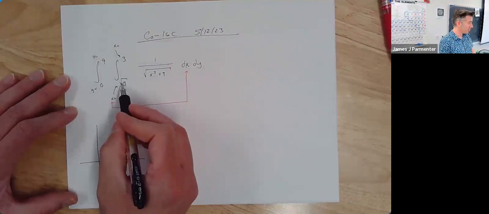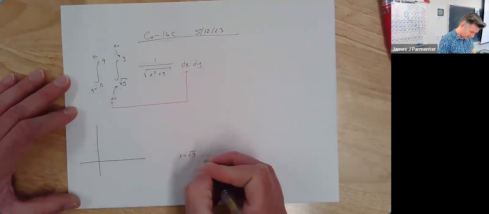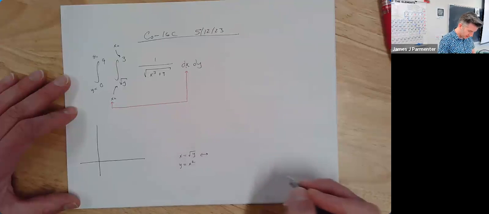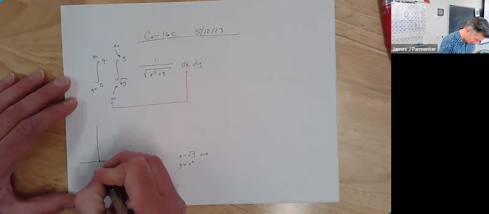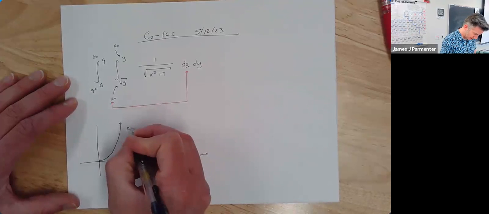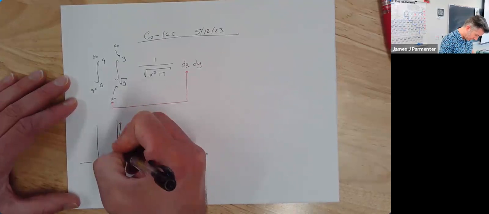So I've got x equal to the square root of y. It looks very much like y equal to x squared, except x has to be positive. So it's only the right-hand side of that parabola. There's x equal to the square root of y. And over here, here's x equal to 3.